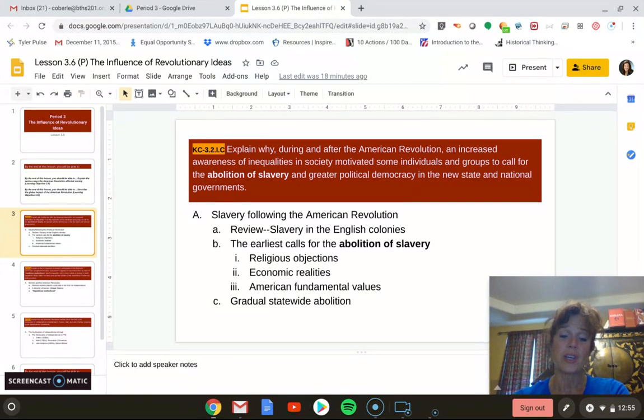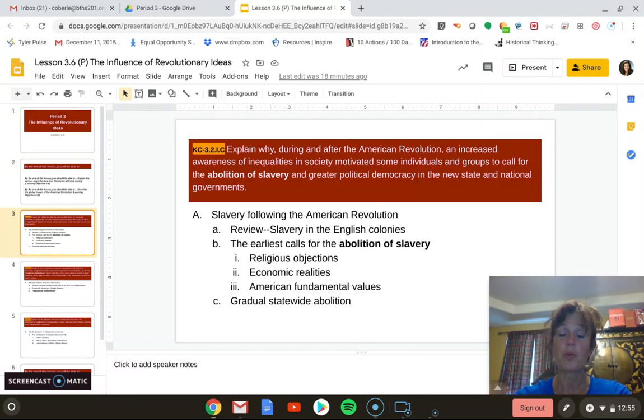But eventually, what begins to happen is state by state, northern states and Pennsylvania, a Quaker state, will begin to abolish slavery. The first state to abolish slavery was during the Revolution, at the very beginning of the Revolution. It was Vermont in 1777. By 1804, every northern state had abolished slavery.